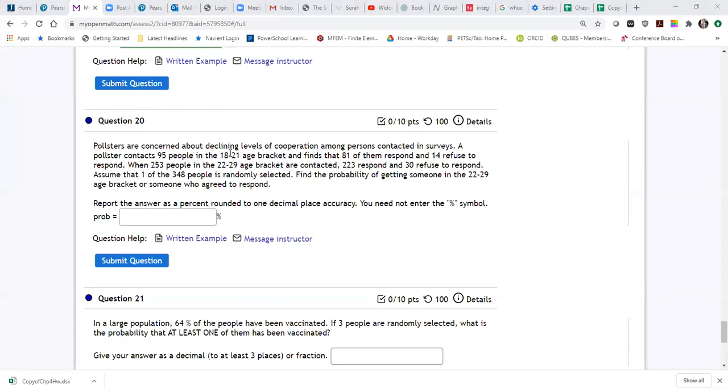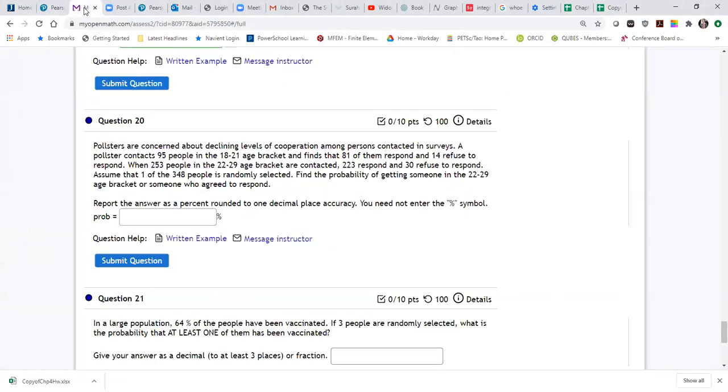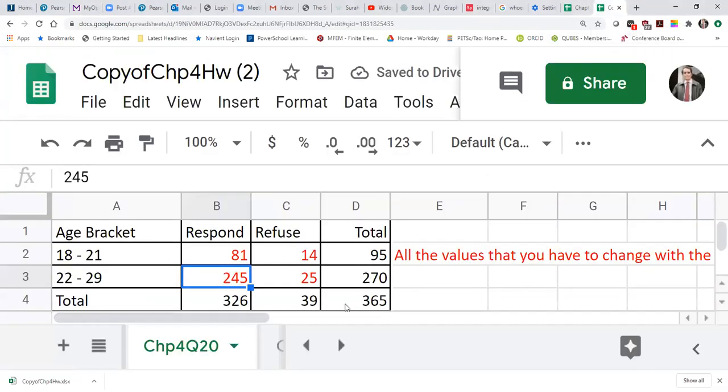The people in the bracket 18 to 21 is like 81 and 14, right? So you need to put 81 here and then 14. Okay. And then for the 29, you got 223 and 30, right? 223 and 30. Okay.